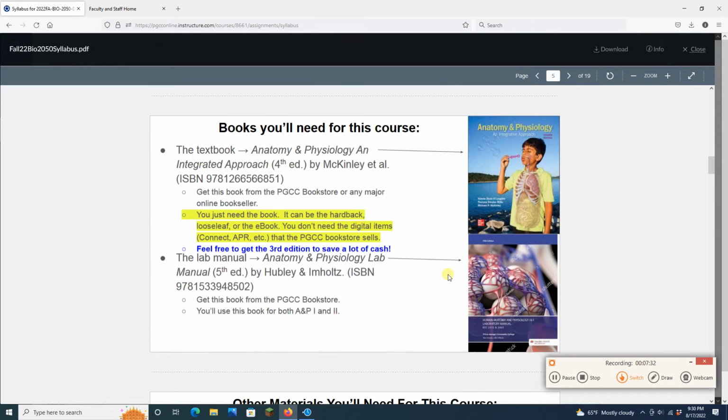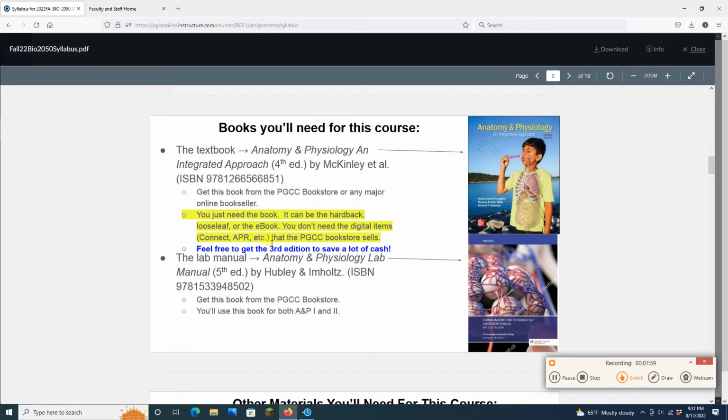Now, as far as books you're going to need, the textbook is called Anatomy and Physiology, an Integrative Approach. It's by McKinley et al. I got the ISBN sitting right there. You should theoretically be able to get this book from the PGCC bookstore or any major online bookseller. You just need the book.